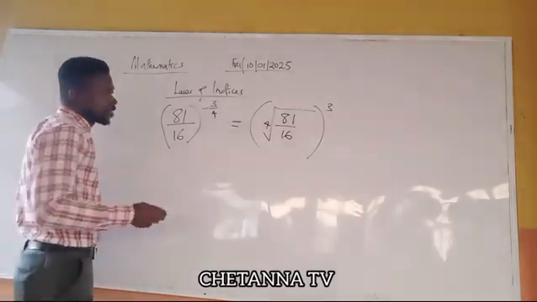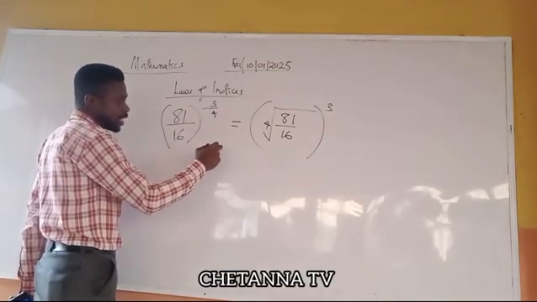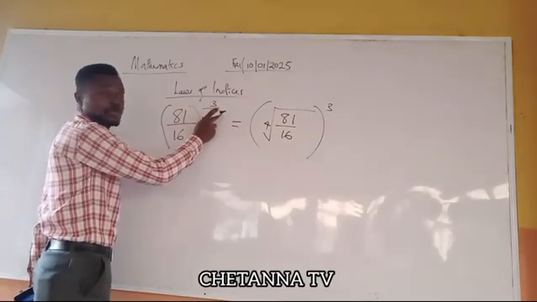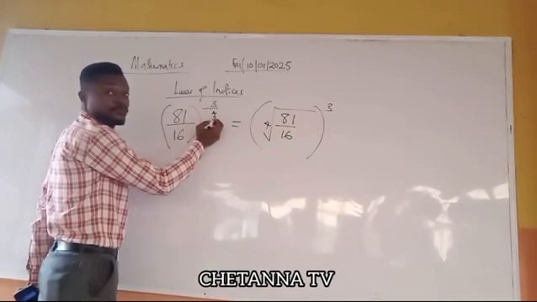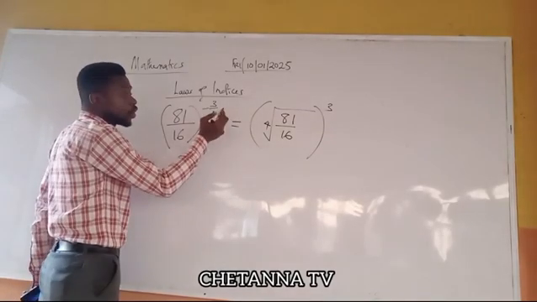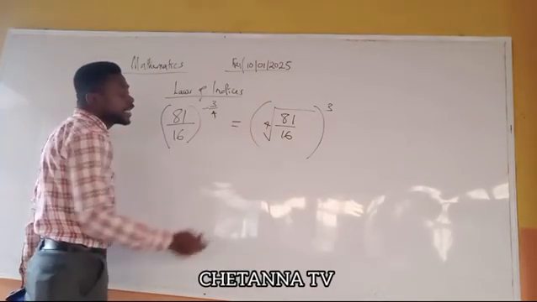Now, let me give you another example. Had it been that what is here is 2, let's assume what is here is 2, it becomes square root. But this is 4. Cube root, 4th root. Okay? So what happened is this.